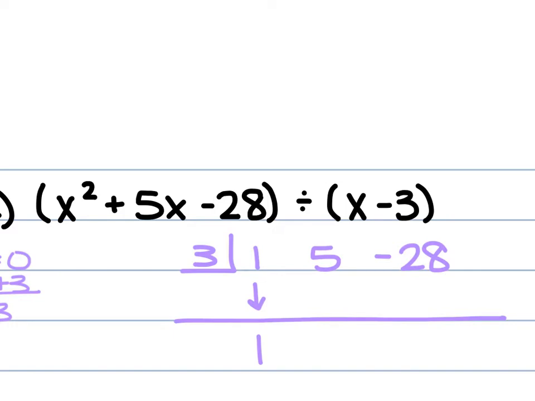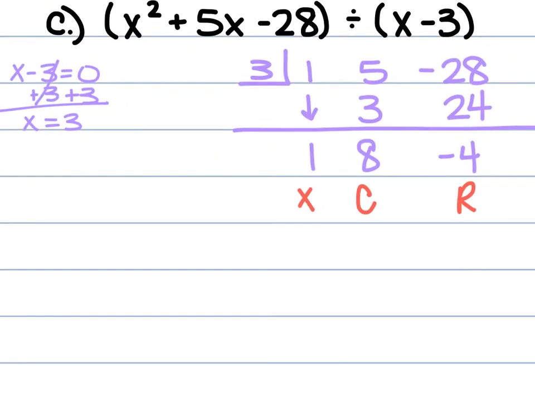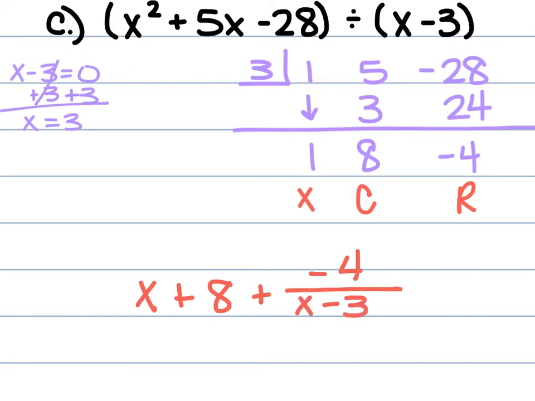The 1 times 3 is going to give us 3. And then we have the 5 plus 3, because they're both positive, gives us 8. So 8 times 3 is 24. When we combine those like terms, the negative 28 plus 24 is negative 4. So that x is going to go with the 1, the constant is the 8, and the remainder is the negative 4. So our answer for this one is x plus 8 plus negative 4 over, what did we divide by? X minus 3.